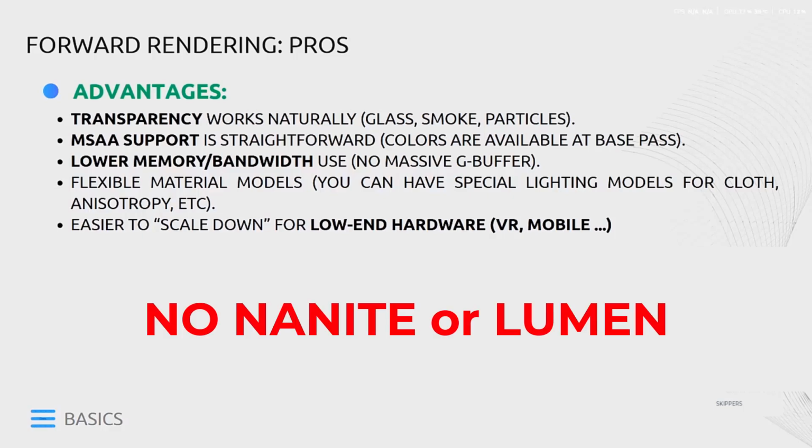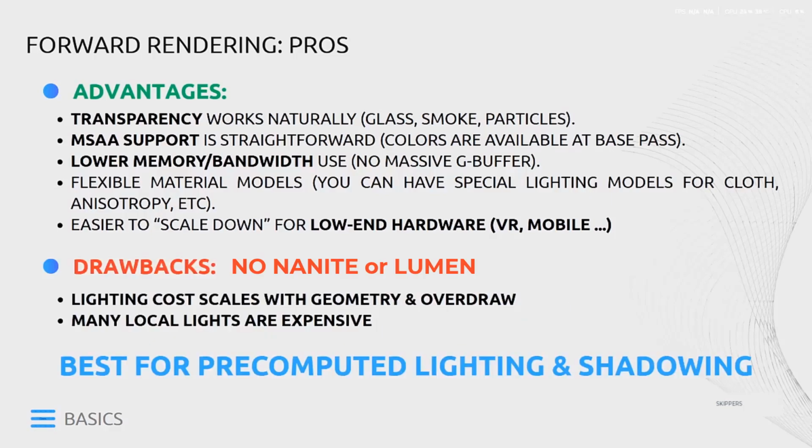There are some disadvantages of forward rendering because you can't use Nanite. Because Nanite only works with deferred rendering, and the cost of lighting in forward rendering depends heavily on geometry. If a model has many triangles, a high poly model, the lighting cost becomes expensive. Also, there is an overdraw.